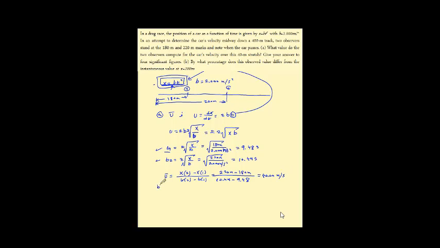Now in part B, we need to find the percentage of the instantaneous velocity with respect to the average velocity. Sorry, this value is 39.95.